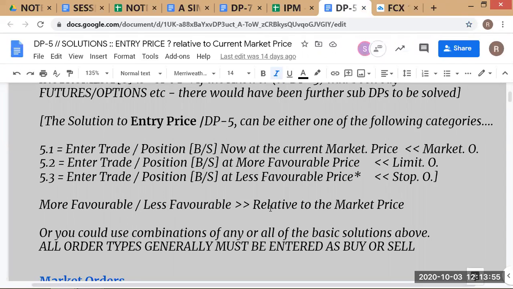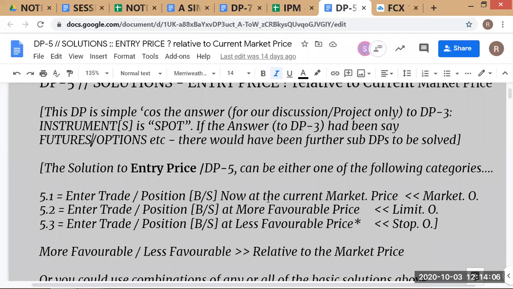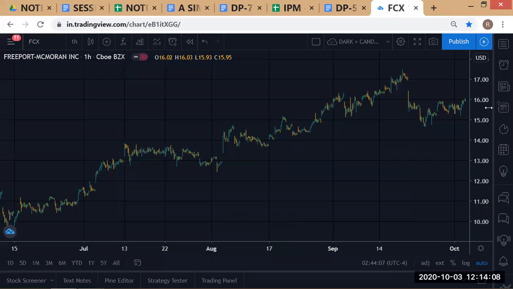Okay, so I've written this here. More or less is relative to the current market: at current market, at more favorable, at less favorable. These are your three choices. Now this is driven by your market view. If you look at the chart and feel the market is going to collapse, then you will use a market order to enter the trade.